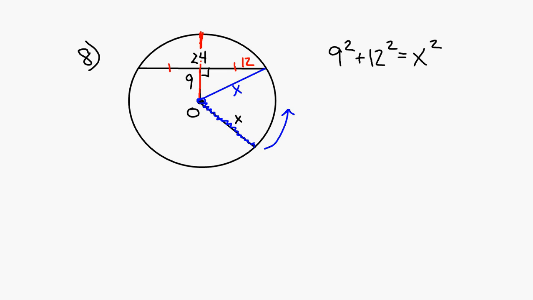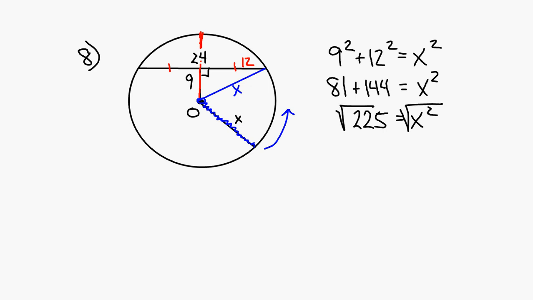So you've got 81 plus 144 equals x². So 81 plus 144 is 225, which is equal to x². And if you find the square root of each of those, the square root of 225 is 15, and the square root of x² is equal to x. So 15 is equal to x.